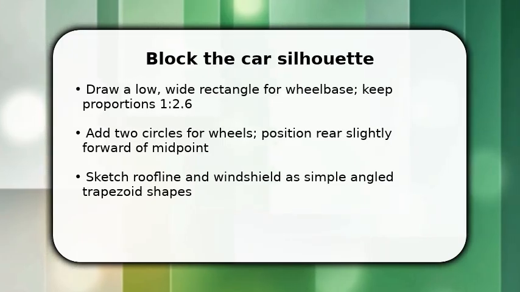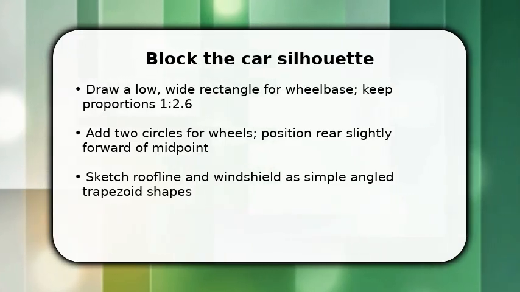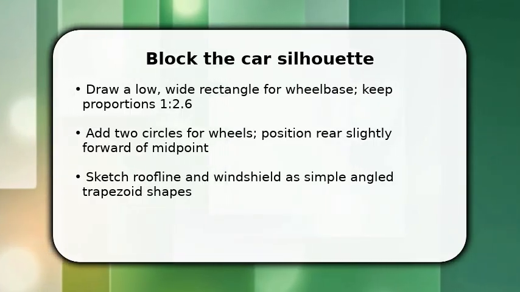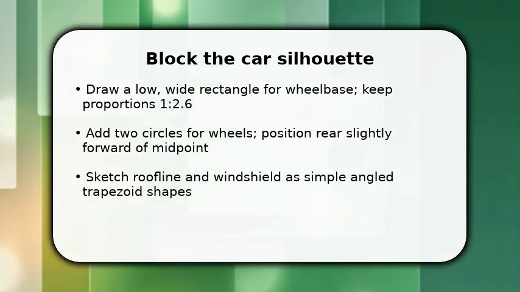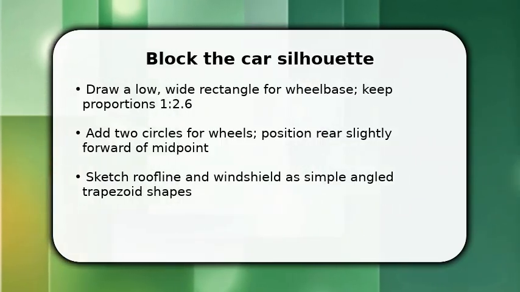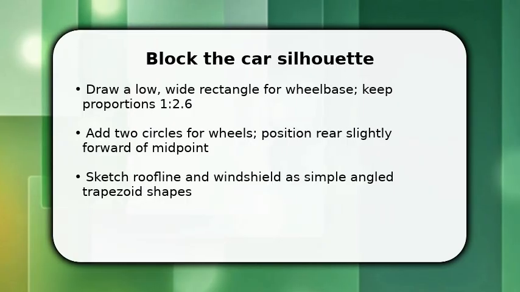Enjoy the video. You begin by blocking the Aventador silhouette so proportions read correctly. Start with a low, wide rectangle for the wheelbase because this defines stance and balance. Once done, place 2 wheel circles, rear slightly forward of center, to set the car's aggressive rake.